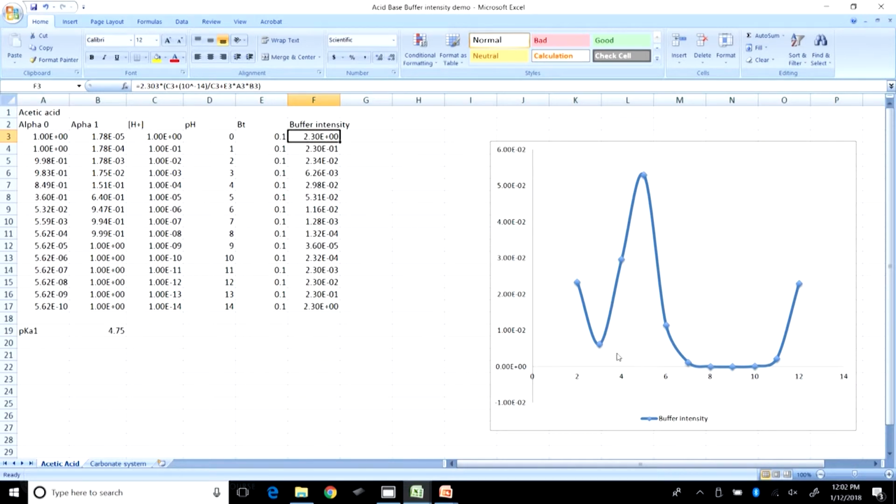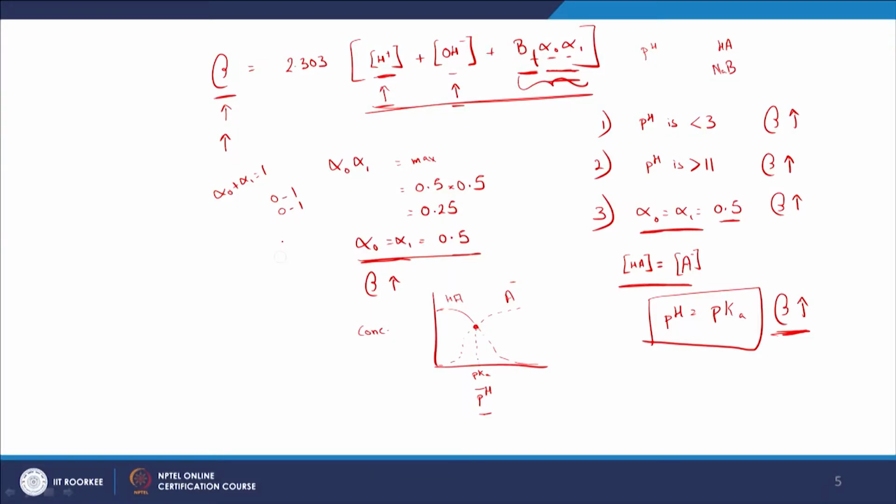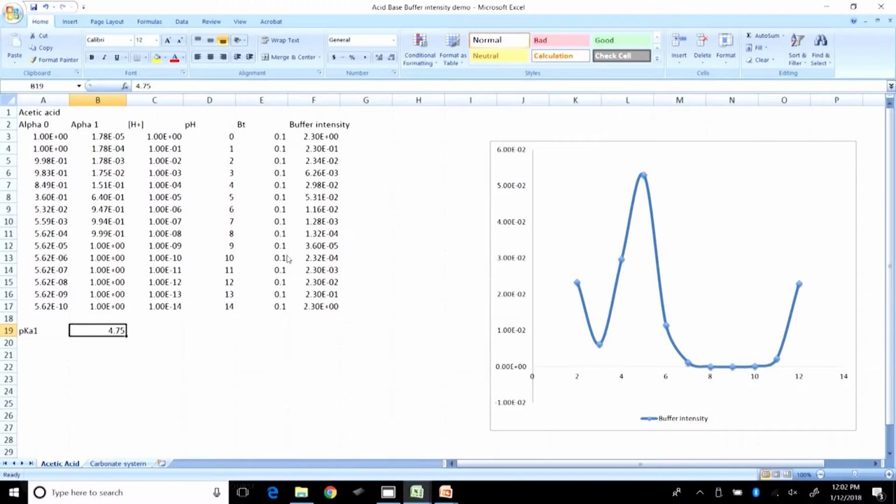So we see that the pKa is 4.75, and from our equation, let's have a quick look at it. What do we know? We know that buffer intensity should be high at alpha naught equal to alpha 1, which is this third aspect. Alpha naught equal to alpha 1 means pH equal to pKa, and you are going to have high buffer intensity.